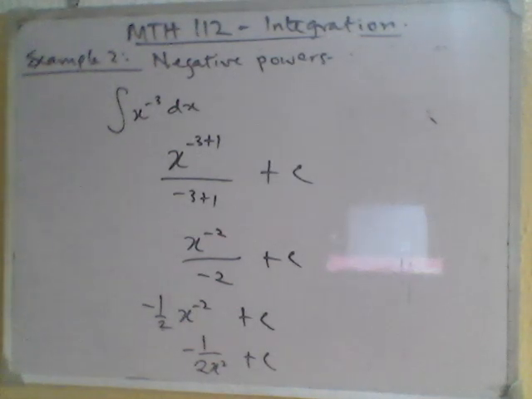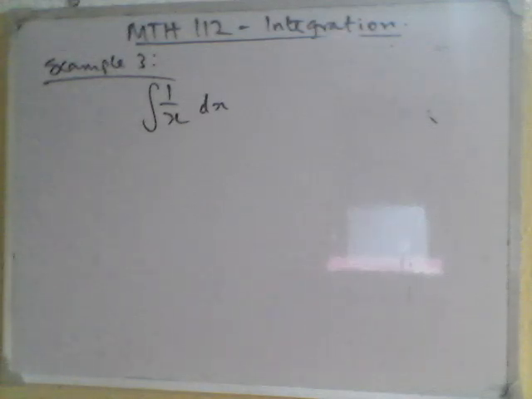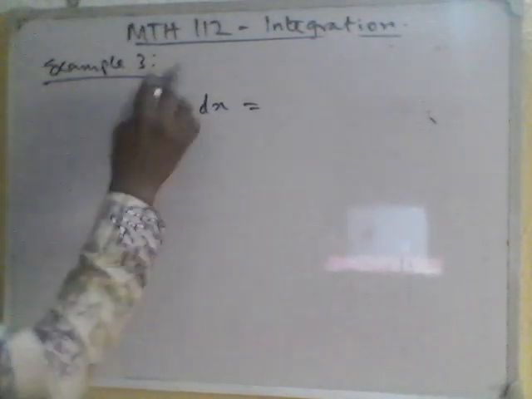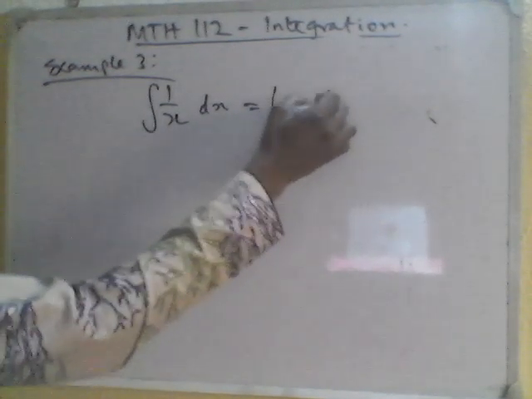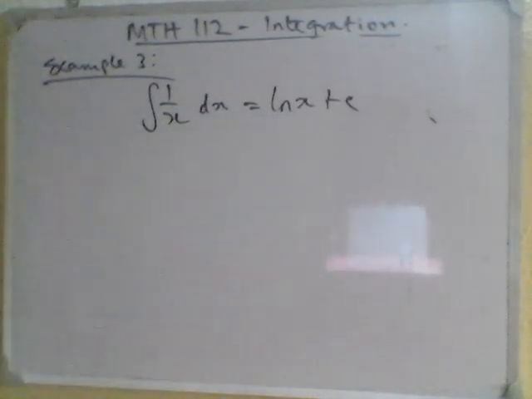Okay? So if I am told to integrate 1 over x, so simply, once you have this thing, just do it like this: ln x plus c. So this is the standard integral for 1 over x, ln x plus c. That is for cases where n is not equal to 1. Okay?